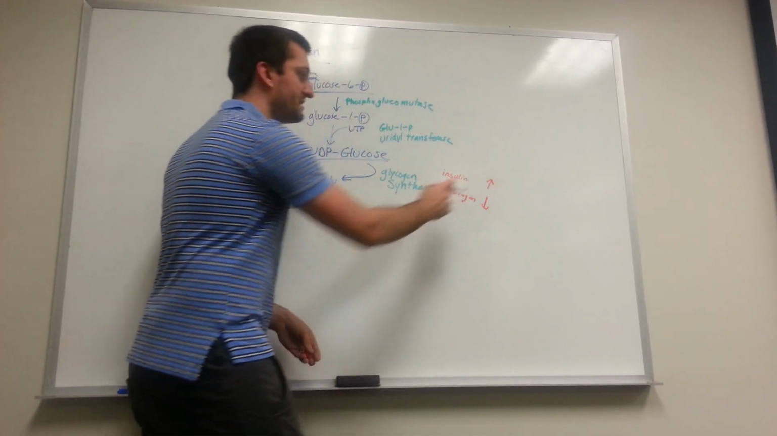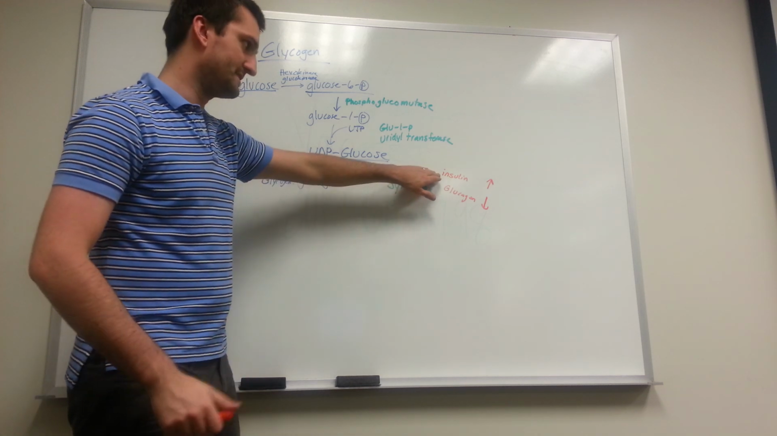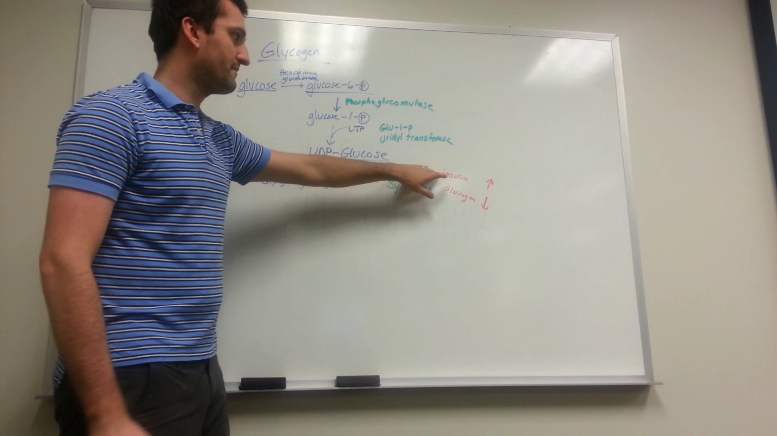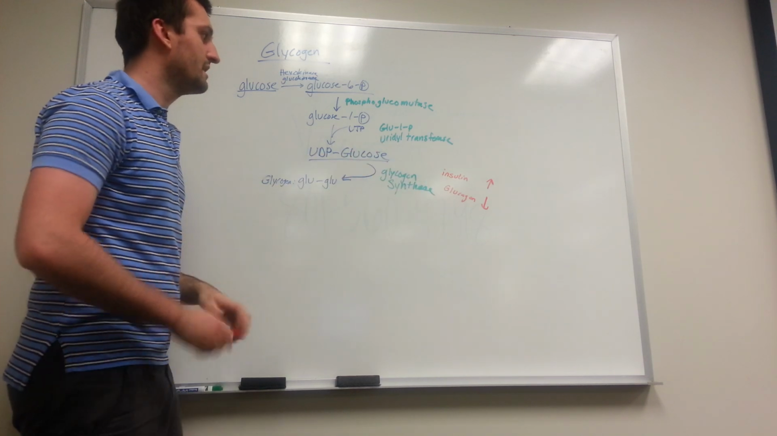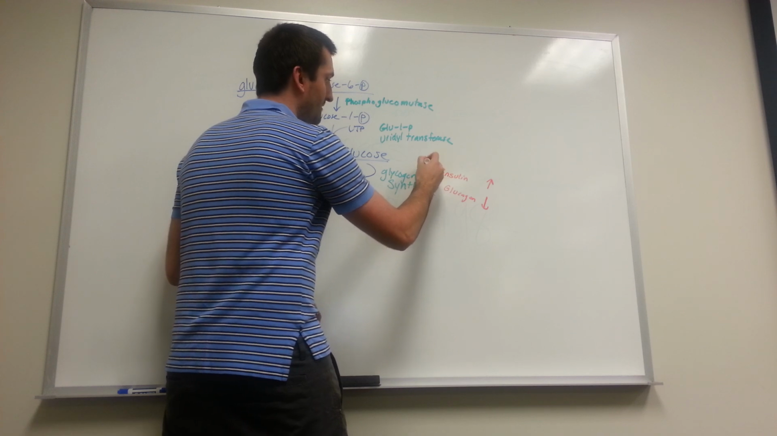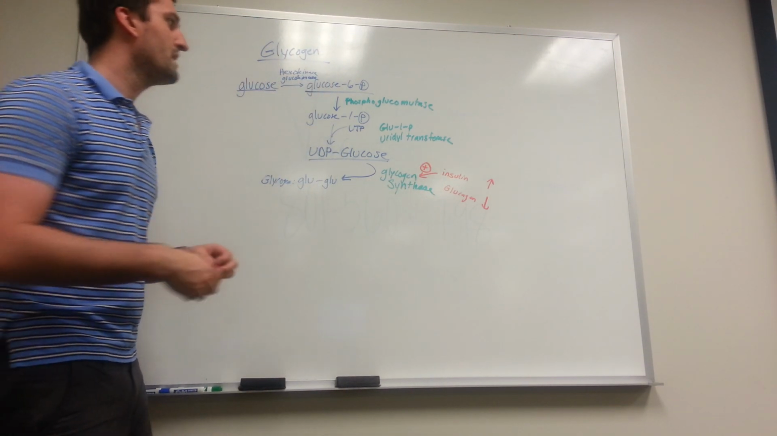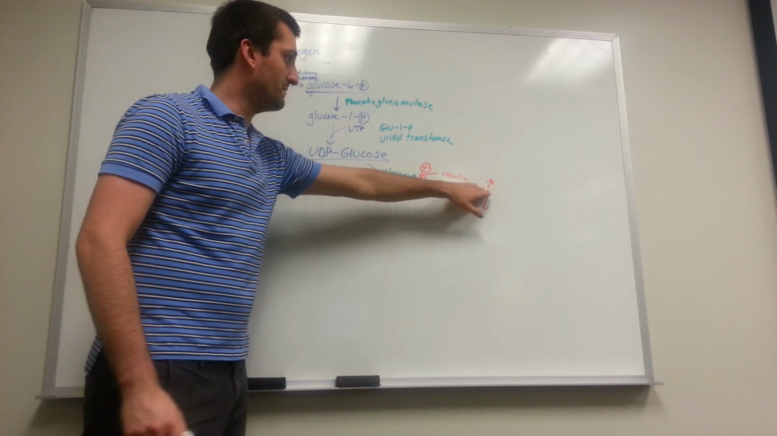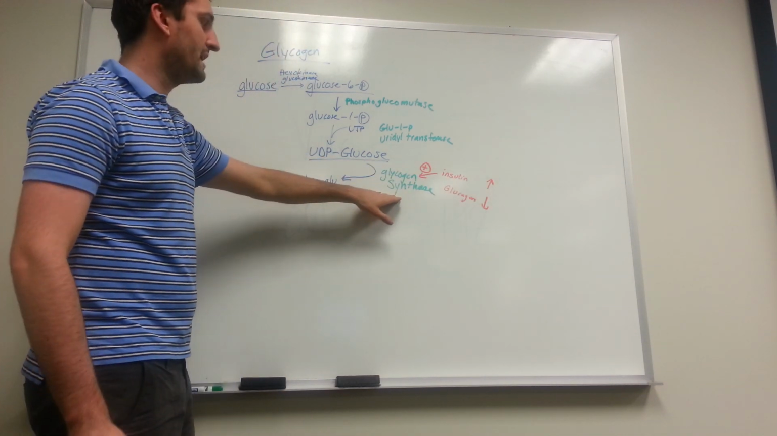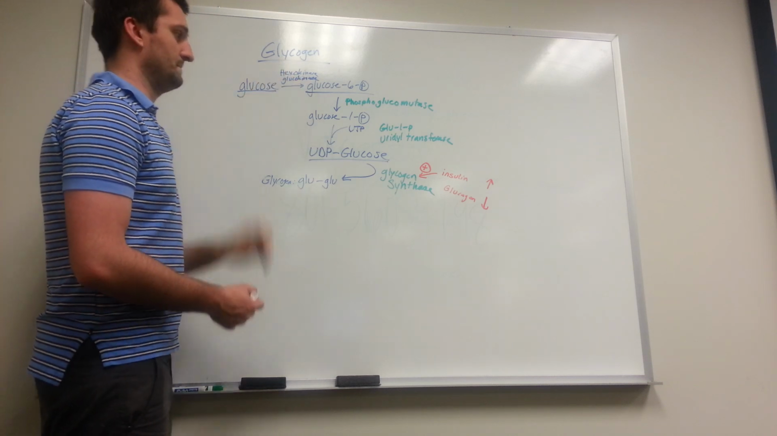If you have increased glucose, so you just ate a meal, you're going to have increased insulin. Insulin is going to drive glucose into cells. And it's also going to have a positive effect on this glycogen synthase enzyme. So why is that? If we have high levels of glucose in the body, we're going to want to turn them into a stored form of glucose, thus our glycogen.